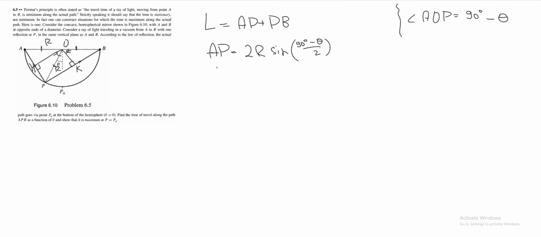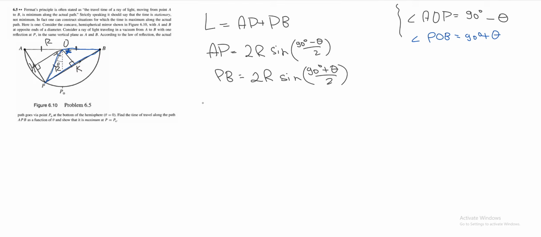Alright, and we're doing pretty much the same for PB. We look at the triangle POB, and to determine this angle, POK equal to KOB, obviously, we just realize that POB is equal to 90 degrees plus theta. And that is it. That's the only difference. Then PB is equal to 2r sine of (90 degrees plus theta) divided by 2.